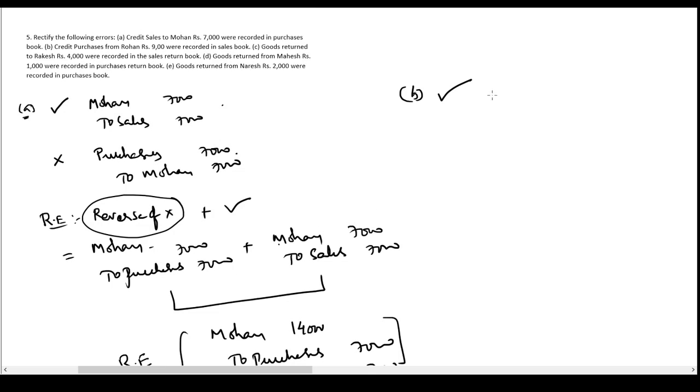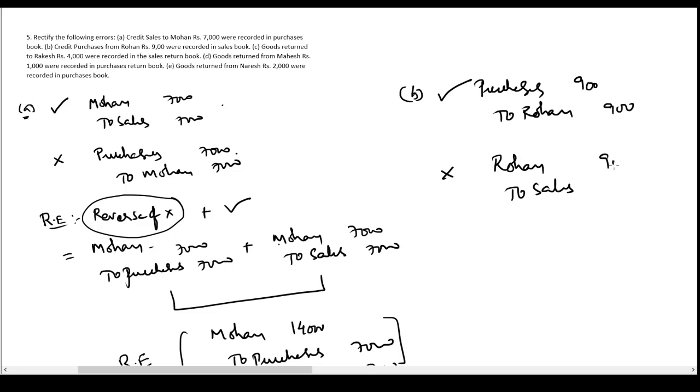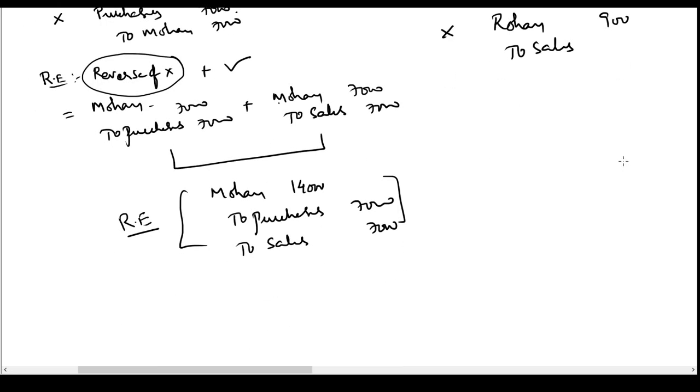The correct entry we should have passed is purchases to Rohan. This is the correct entry we should have passed. But what is the wrong entry we have passed? We have recorded the name of Rohan in sales book. If you write the name of Rohan in the sales book, it is equal to passing an entry Rohan to sales. This is the wrong entry we have passed.